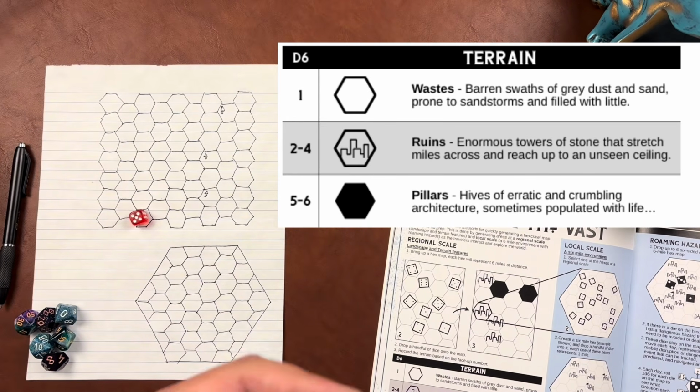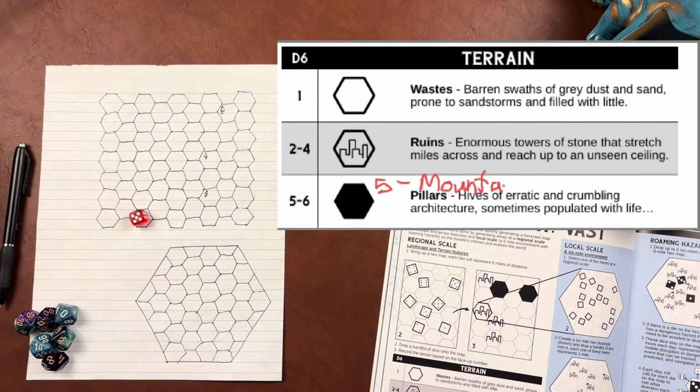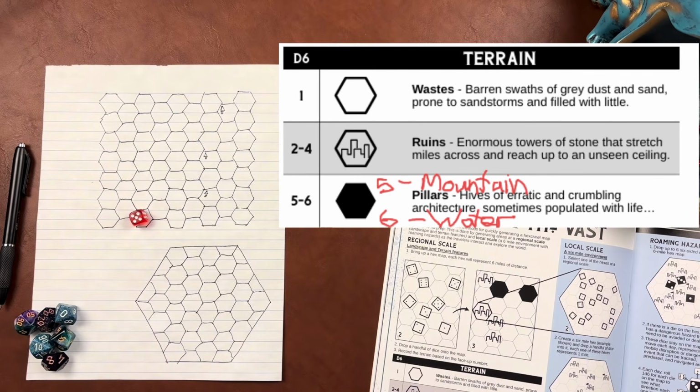If you are in a different setting, for the pillars, you can instead use mountains and bodies of water as 5 and 6 respectively, and you can do a similar thing for the ruins 2 through 4, changing them into distinct location types for each of those numbers.